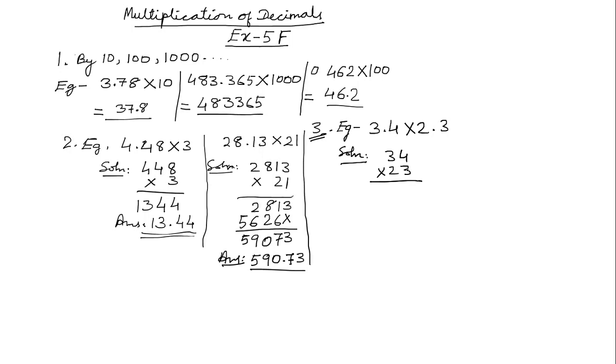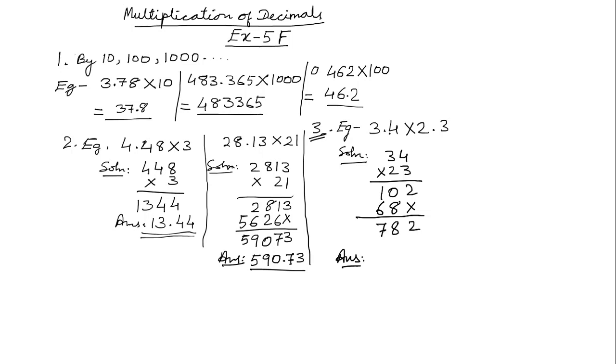Now 3 4s are 12, 1 in hand, 3 3s are 9 and 1 in hand, 10. Now by 2, 2 4s are 8 and 2 3s are 6. Next add, so 2, 8 plus 0 is 8, 6 plus 1 is 7. So the product of the two whole numbers we got is 782, but they were 3.4 and 2.3. That means slightly more than 3 and slightly more than 2. So multiplying them, what would be the answer?